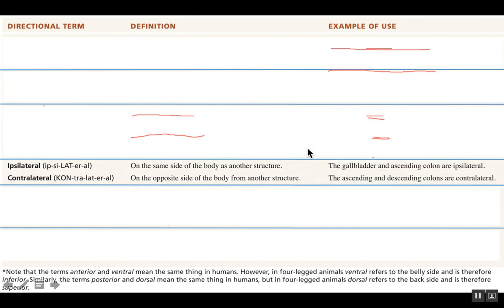The next group of terms are ipsilateral and contralateral. Ipsilateral is on the same side. So when we have two organs that are on the same side of the body, they are ipsilateral.